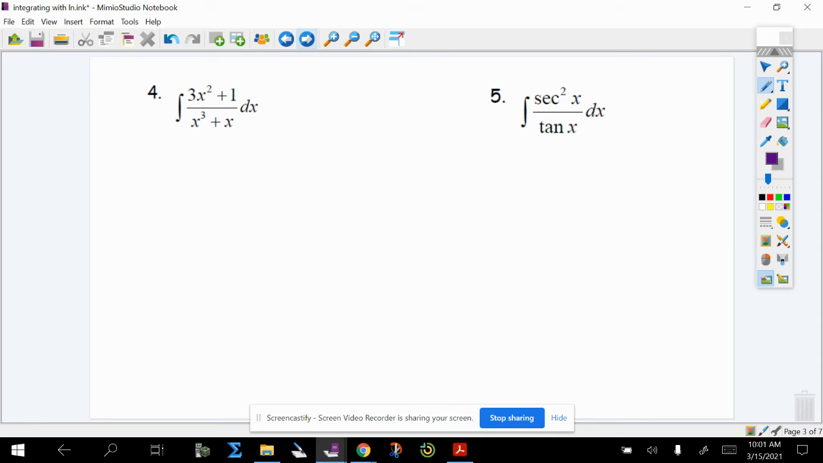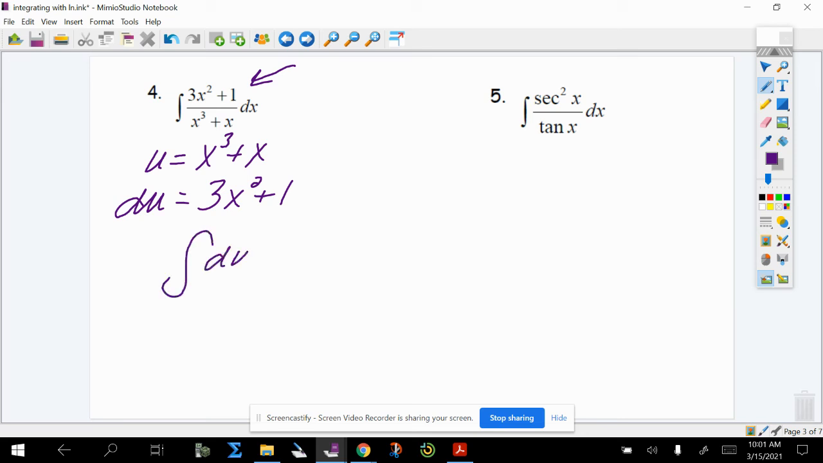A couple more that just look a little different. They're the same idea though. So your u again is the bottom. What you're going to notice with these is the bottom is going to be more complicated, higher degree. The derivative is 3x squared plus 1, which is exactly what you have in the numerator. So this is a perfect du over u, no adjustment needed. So it works out to be just the natural log of x cubed plus x.